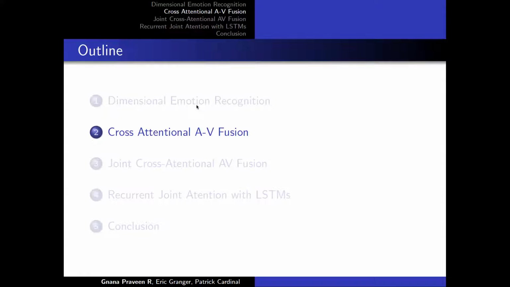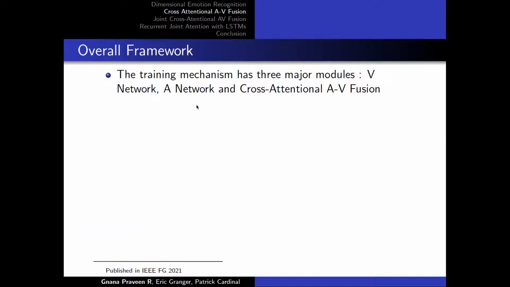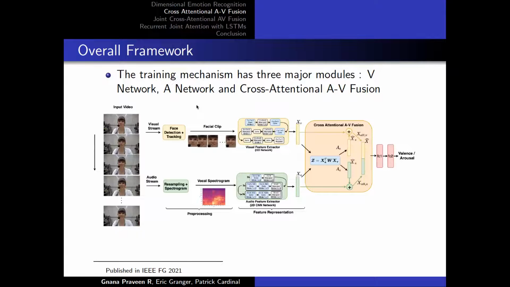This is my first approach, cross-attentional audio-visual fusion. This is the framework of our approach. We have the video and we separate it into visual and audio streams, and we do some pre-processing to extract the facial clips and spectrograms for audio. These are the deep models we use to extract the audio and visual feature vectors. These features are trained independently in order to extract the feature vectors. Finally, after extracting the feature vectors, we feed them to our fusion model in order to get the final prediction of valence and arousal.